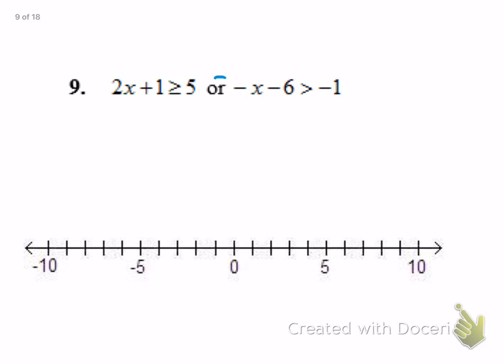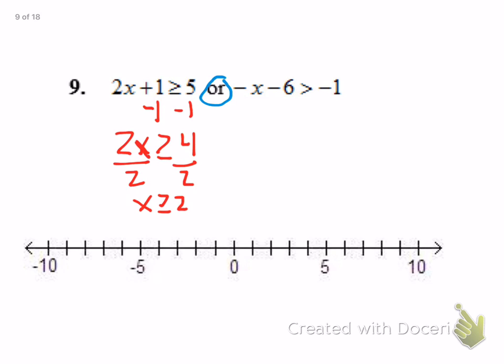For number 9, we see the word or, so I know I need to solve them separately. On the left, I can subtract 1. Give me 2x greater than or equal to 4. Divide by 2. I get x greater than or equal to 2. On the right, I can add 6.